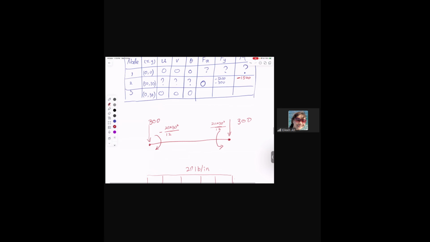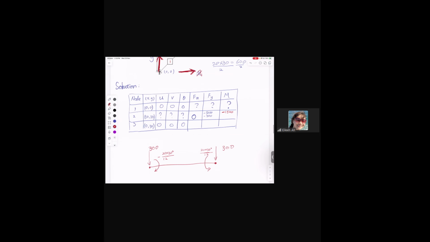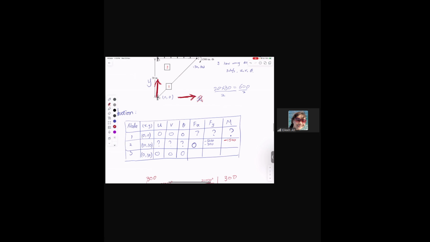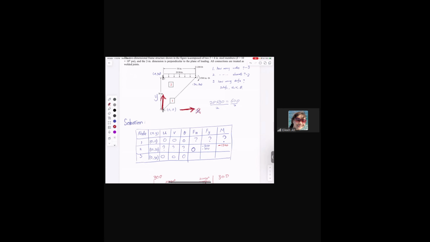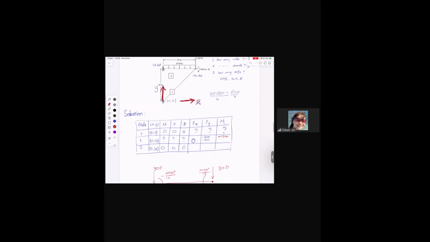So now, can you answer the question? At node 2, do we have any other loads? Another moment, right? So the other moment is a positive moment, and the magnitude is 20 times 30 squared over 12.